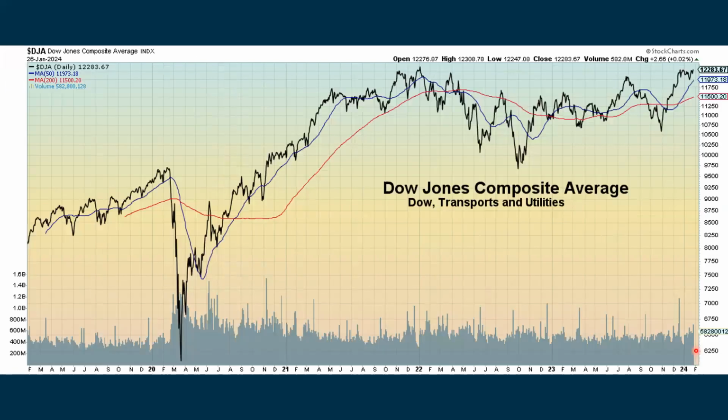The Dow Jones Composite Average, which takes the Dow, the transports, and the utilities and puts them together, is just showing that we're pretty strong when we look at specifically the Dow.